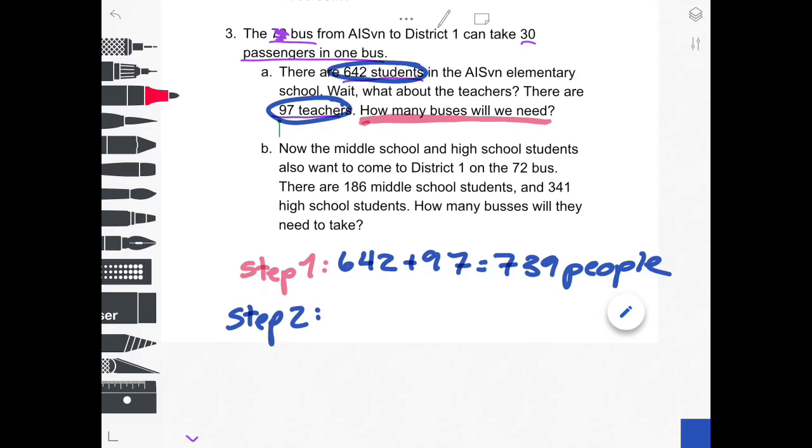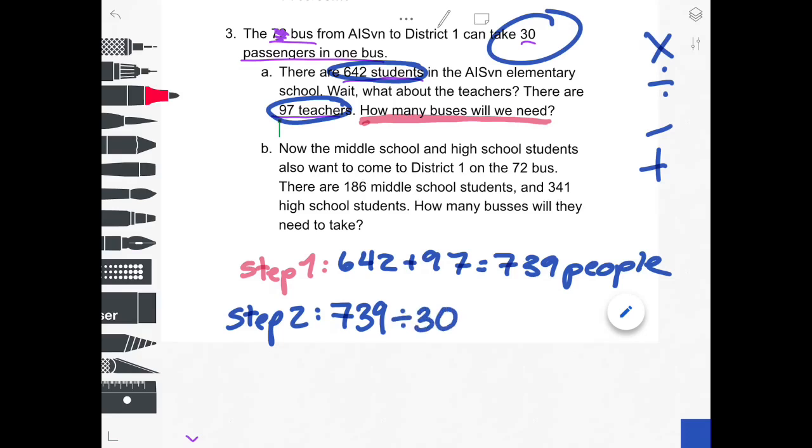So now I can do step 2. I have figured out how many people there are. And now I need to figure out how many buses they can take. Well, one bus can take 30 passengers. So which operation do I need to use? The answer is division. 739 divided by 30.